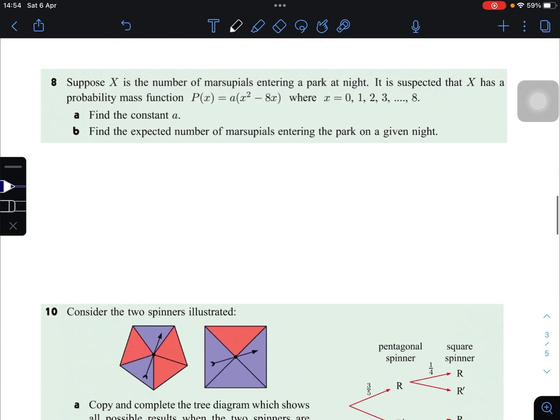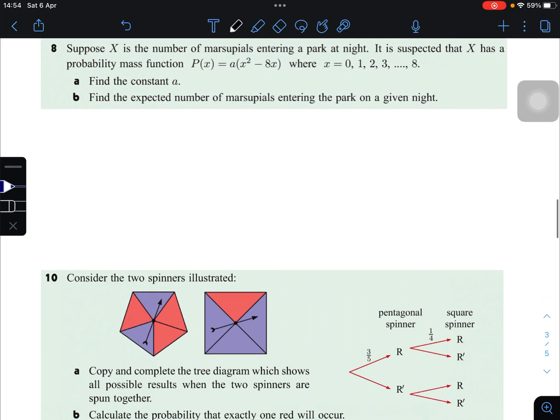Let's have a look at the next question then. Suppose that x is the number of marsupials, whatever that is. No idea what that is. Entering a park at night. It is suspected that x has a probability mass function, that's just a very long word that you don't need to know anything about, of p of x. I mean, you do know that it's probability, but the idea of probability mass functions goes much deeper than what you're going to do. Of p of x equals a lots of x squared minus 8x, where x is between 0 to 8. Find the constant a.